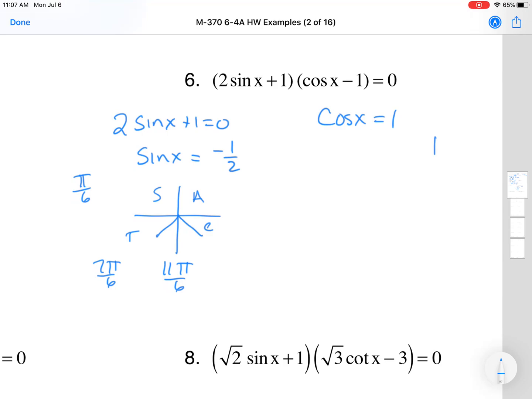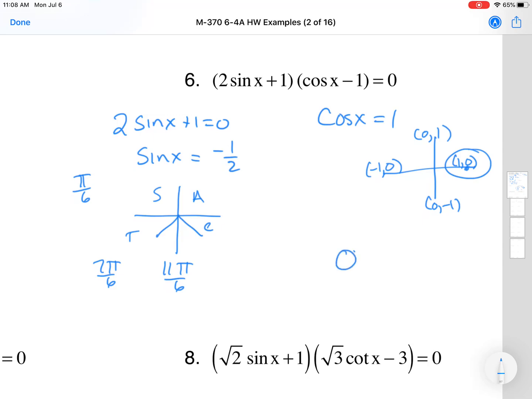Cosine x equals 1. 1 means I'm on an axis. Cosine corresponds to the x-coordinate, and I need the x-coordinate to be 1. That's here at (1, 0). Remember, this is (0, 1), this is (negative 1, 0), and this is (0, negative 1). The only time I have an x-coordinate equal to 1 is right here. And so between 0 and 2 pi, it's 0.